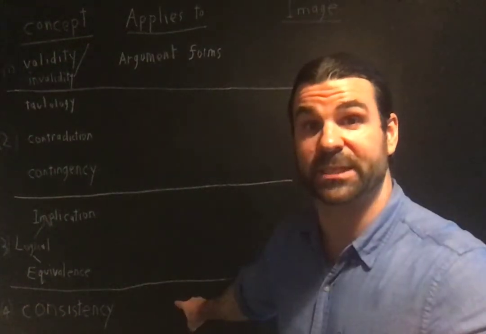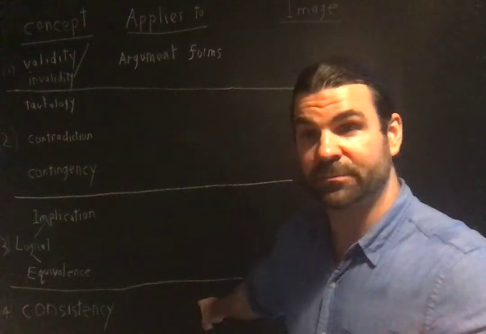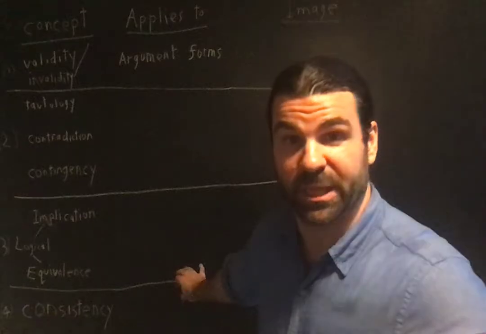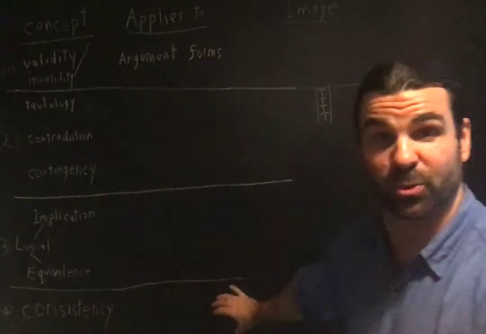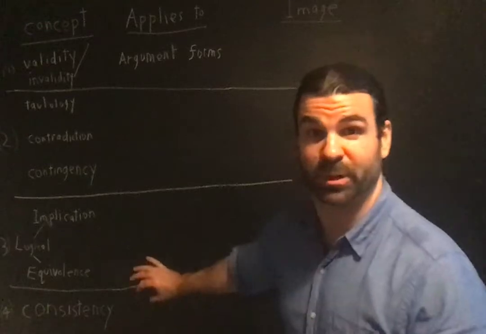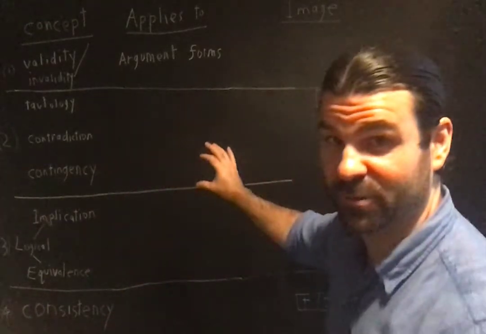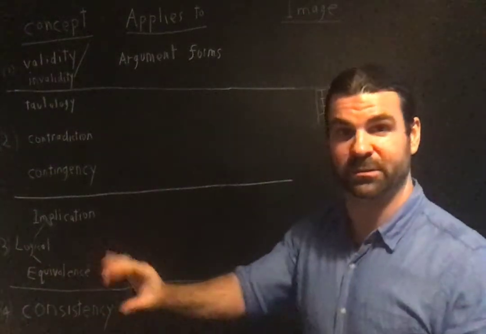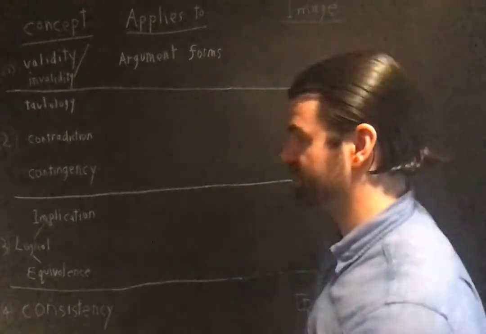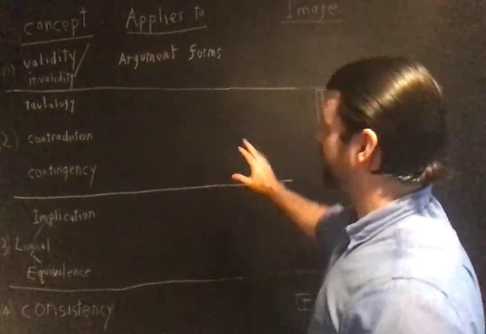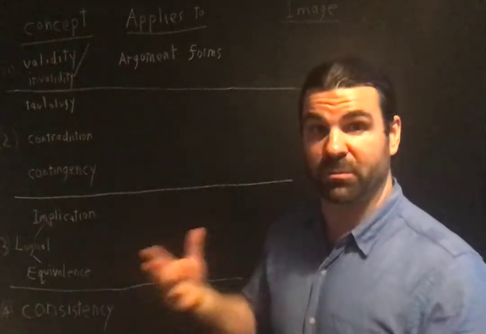Consistency is going to apply to sets of statement forms. It will also be a mistake to apply validity to a mere set of statement forms, right? Similarly, it would be a mistake to apply the concept of consistency to argument forms, right? You've got to apply the concepts to the right things. All these concepts apply to specific things, and you have them wrong if you get the wrong thing. Okay, validity and invalidity apply to argument forms. We're familiar with that.